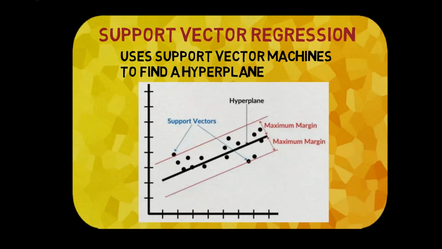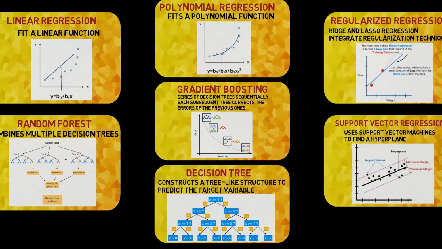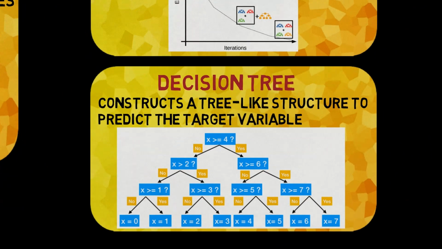Support vector regression. SVR uses support vector machines to find a hyperplane that maximizes the margin between data points while minimizing prediction errors in regression tasks. Decision tree. This model constructs a tree-like structure to predict the target variable based on a sequence of decision rules derived from the data.